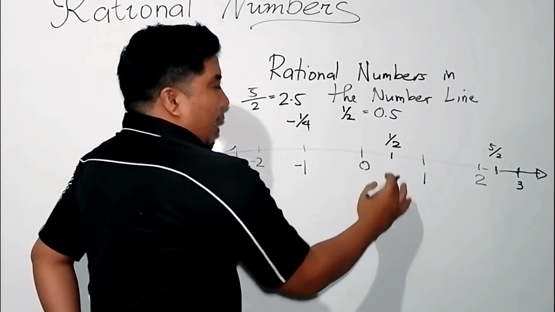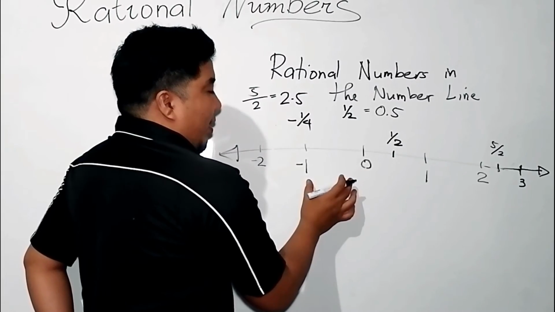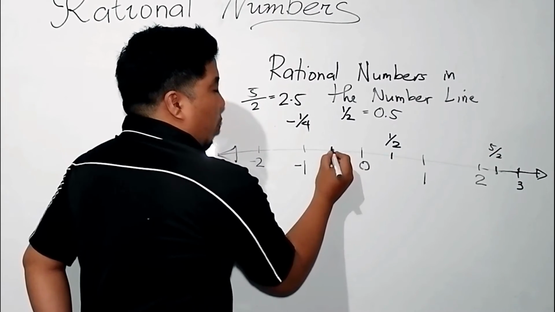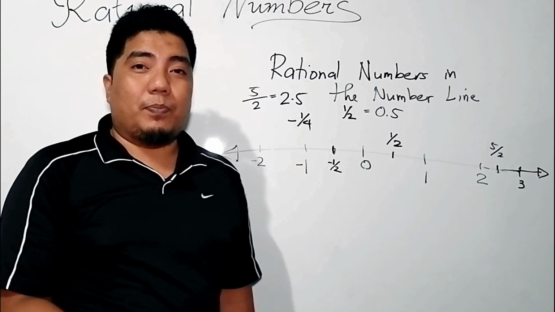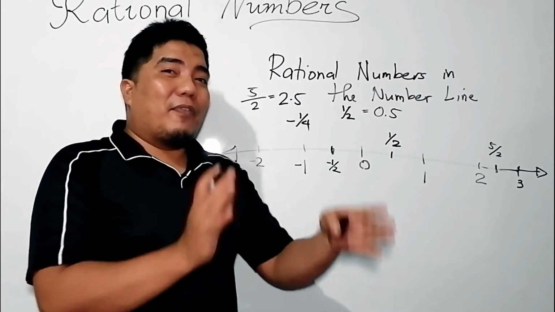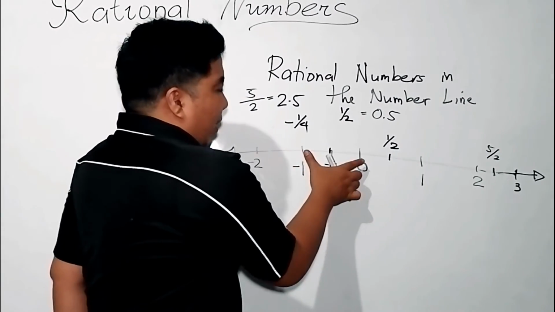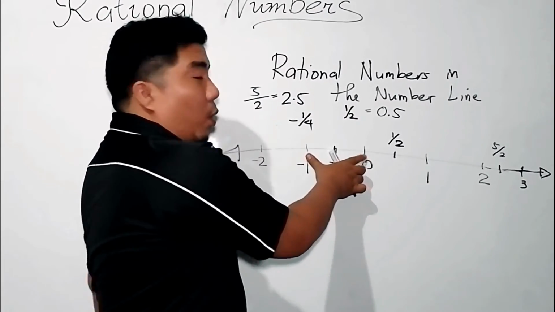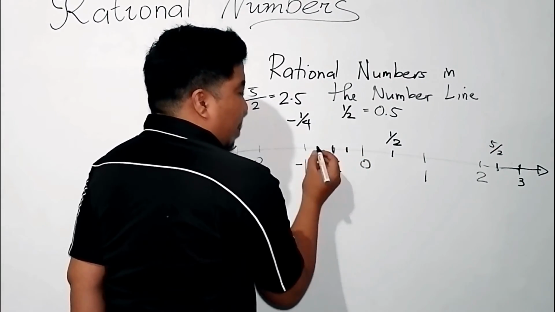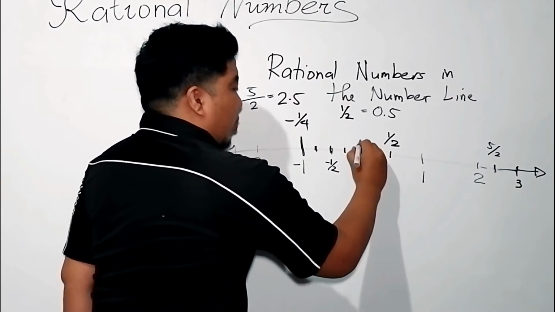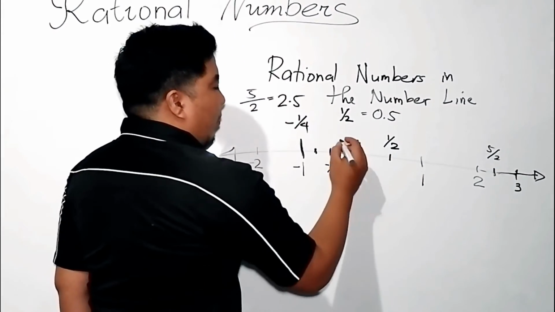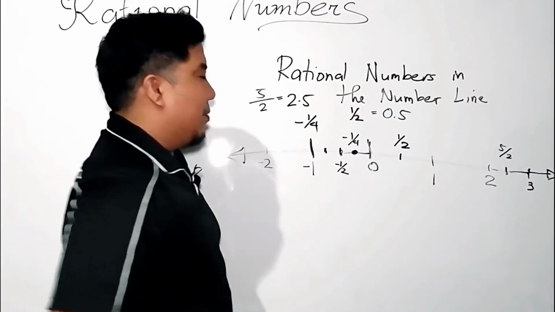We all know that 1/2 is between 0 and 1. So, therefore, negative 1/2 is between 0 and negative 1. So we have here negative 1/2. But we are talking about 1/4. Remember that 1/4 is half of 1/2. If this is your whole 1 unit, you just divide it into 4 parts. That is the first part, the second part, the third part, and the fourth part. So this is the whole, this is first, second, third, and fourth. Therefore, our negative 1/4 is located here.